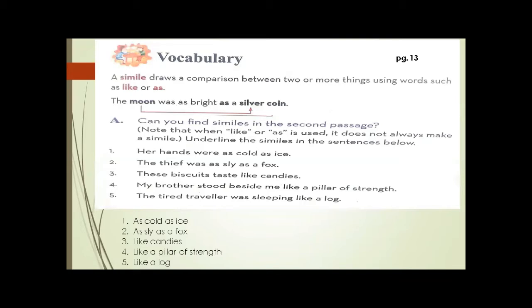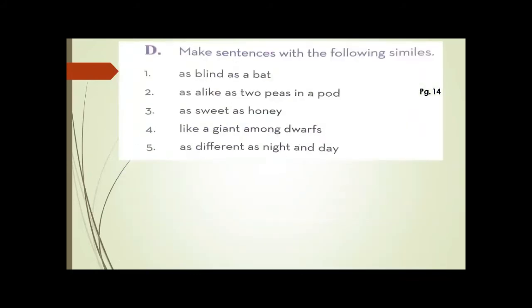Now we'll move towards page number 14. Make sentences with the following similes. Before we make sentences with the similes, we need to understand what the simile means. Like, as blind as a bat. It means having very bad eyesight, very weak eyesight. Your eyesight is poor. So now it's easy for you to make a sentence.